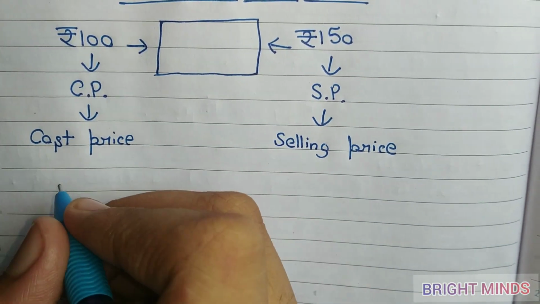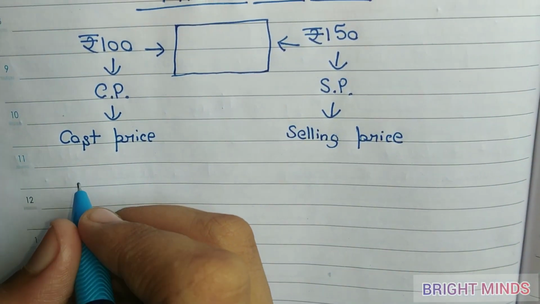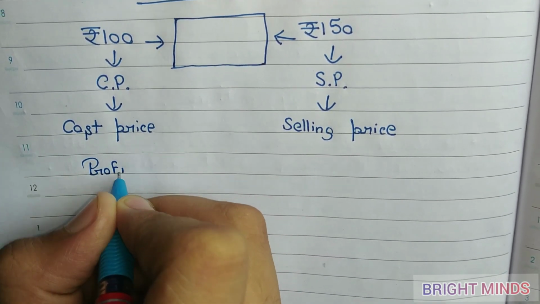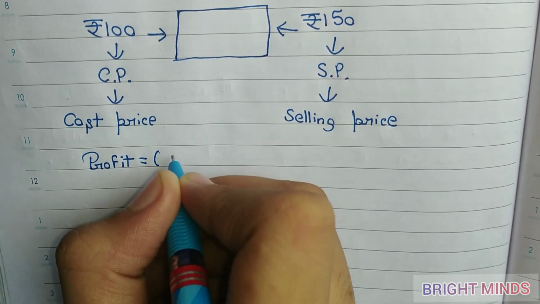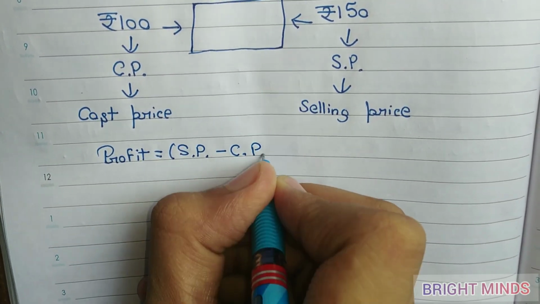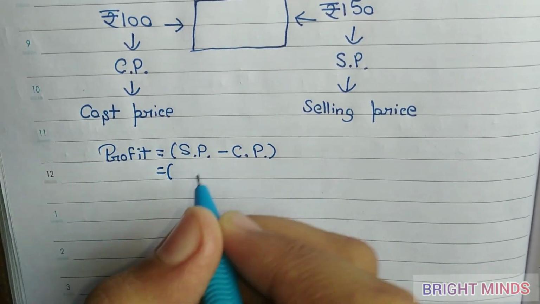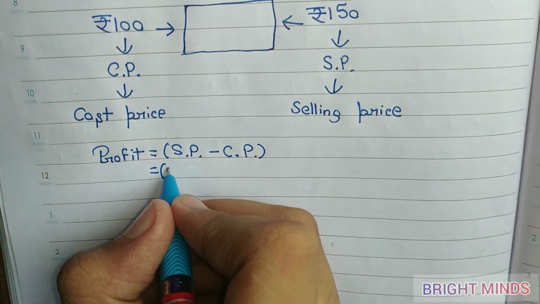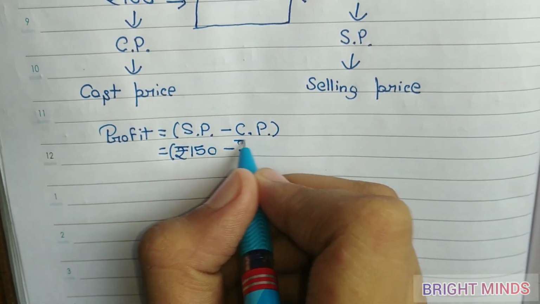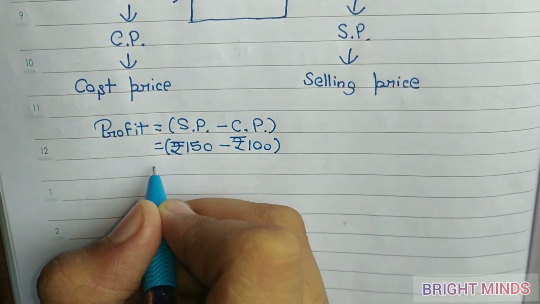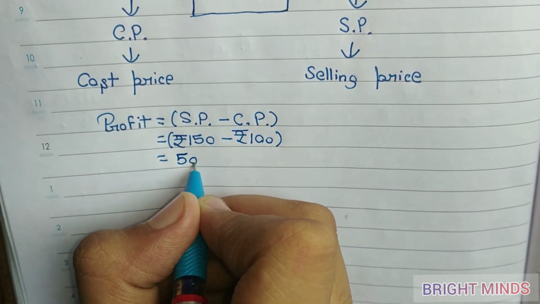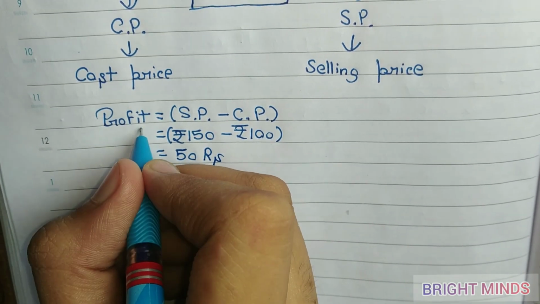Now, that means we have a profit. So, profit is equal to SP minus CP. Here SP is equal to ₹150 and CP is equal to ₹100, and 150 minus 100 is equal to ₹50. So you have a profit of ₹50.